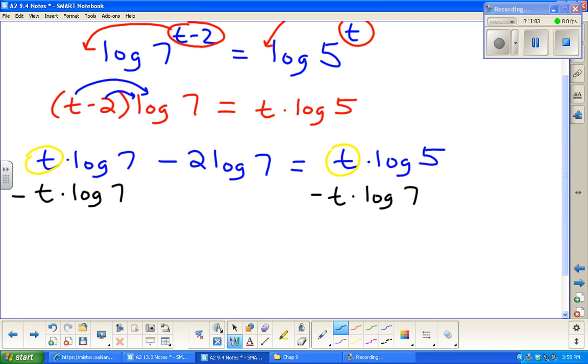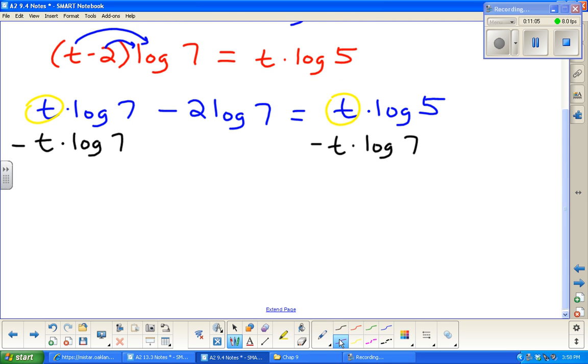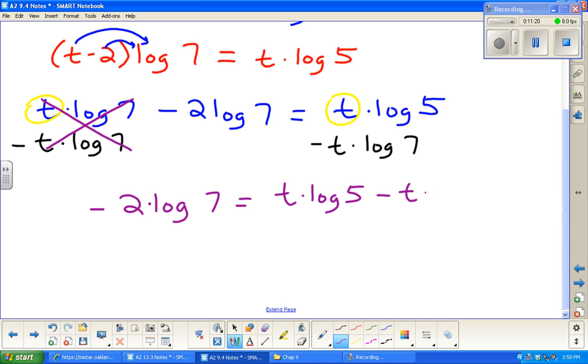Let's see what we have here. On the left side of the equation, that just cancels out, so we still have negative 2 times the log of 7. I'm going to put the dot there so it doesn't look like a 21. On the right side, it's t times the log of 5 minus t times the log of 7. They're not like terms. I can't combine them. They've got to stay separate here.